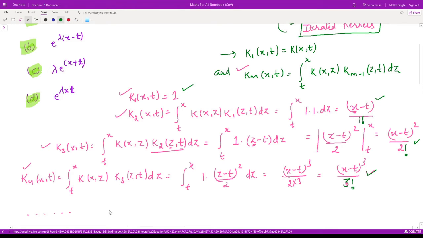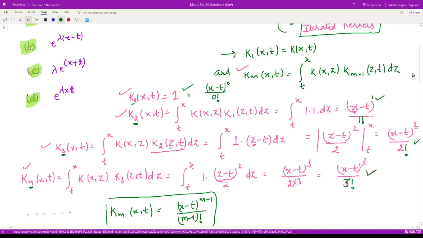So we can generalize this, so we'll get K_m(x, t) would simply be (x minus t) raised to power m minus 1. Why? Because for K_4 we have this power 3, for K_3 we have this power as 2, for K_2 we have this power as 1, and for K_1 we can write this as (x minus t) raised to power 0 divided by 0 factorial, right? So this is true, divided by (m minus 1) factorial. So we have generalized this term. This is our mth kernel.